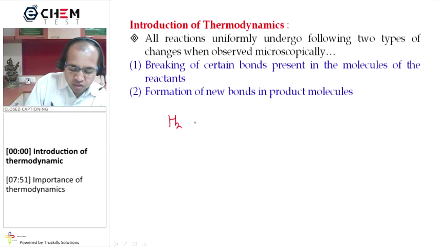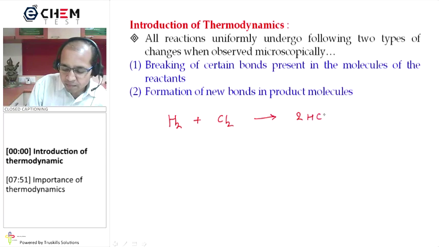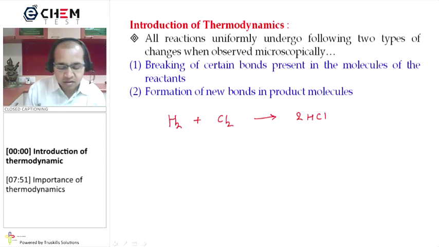Suppose H2 reacts with Cl2. It forms 2HCl. Now in this reaction, if you look in one sense, there are two hydrogen atoms on the reactant side and two hydrogen atoms on the product side. Similarly, two chlorine atoms on the reactant side, two chlorine atoms on the product side. And in that sense, there is no change in the chemical reaction.